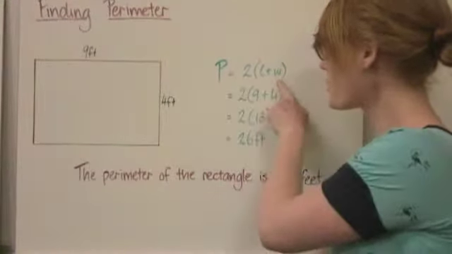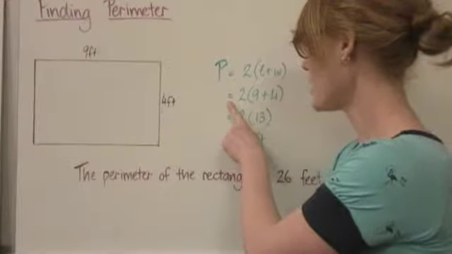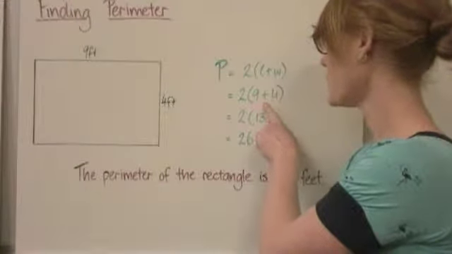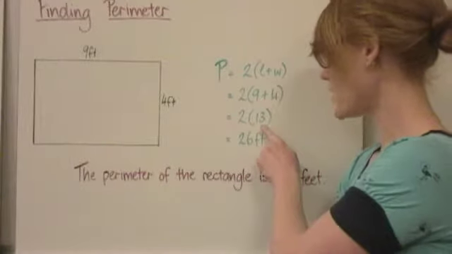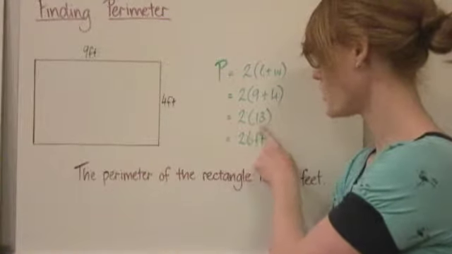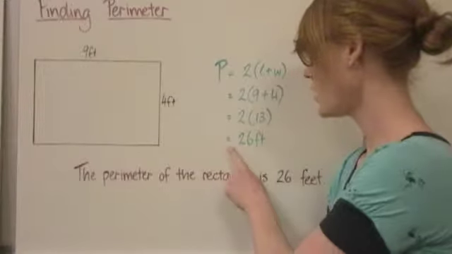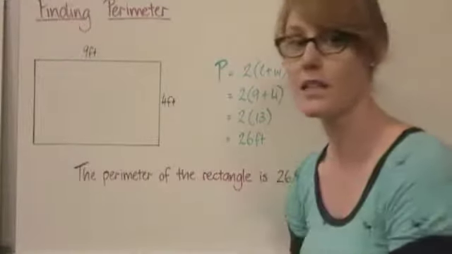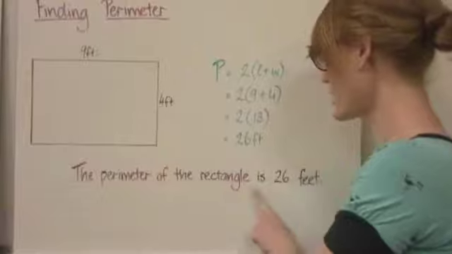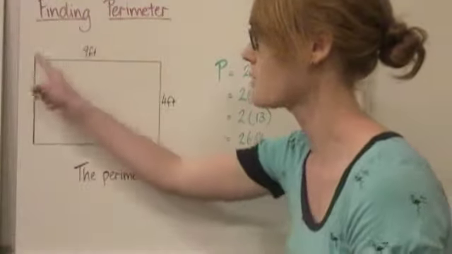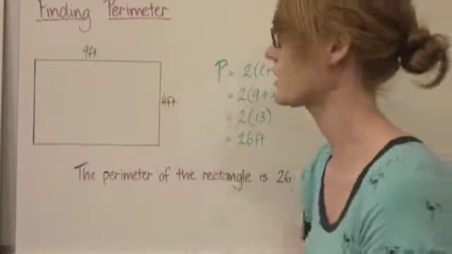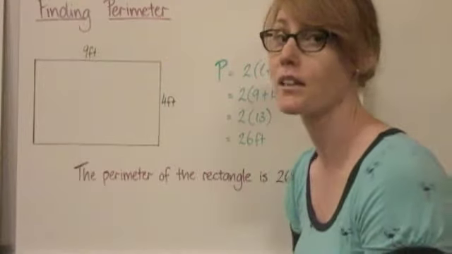So if I follow this formula, I find that perimeter equals 2 multiplied by 9 plus 4 in parentheses. 9 plus 4 is 13, so now I have 2 multiplied by 13, and I end up with the answer of 26 feet. So the perimeter of the rectangle is 26 feet. That tells me that the measurement around the outside of the rectangle is 26 feet long.